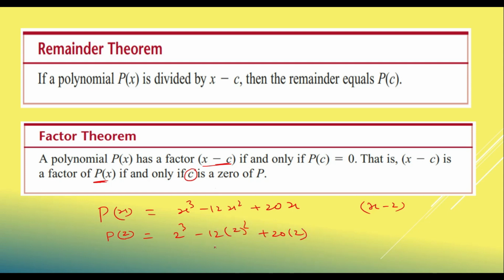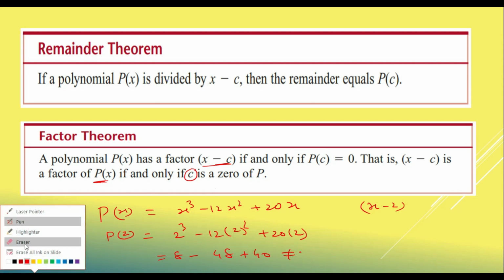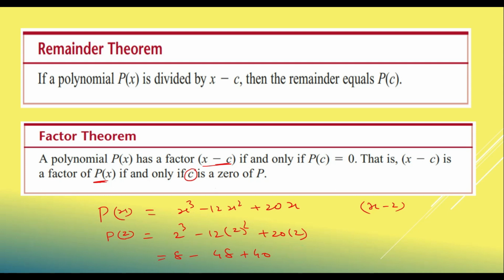We have already checked, the answer is 0 because it is 8 minus 12 into 4, that is 48, plus 40, and the answer is 0. It means p of 2 is 0. It means x minus 2 is a factor of the polynomial. Also, x is equal to 2 is a 0, that we have already seen, isn't it? So this is the factor theorem and remainder theorem.